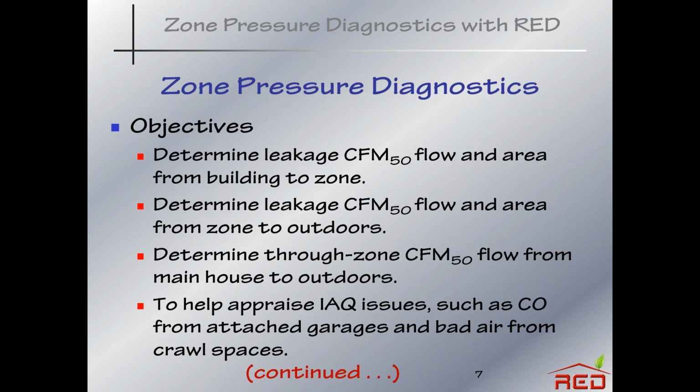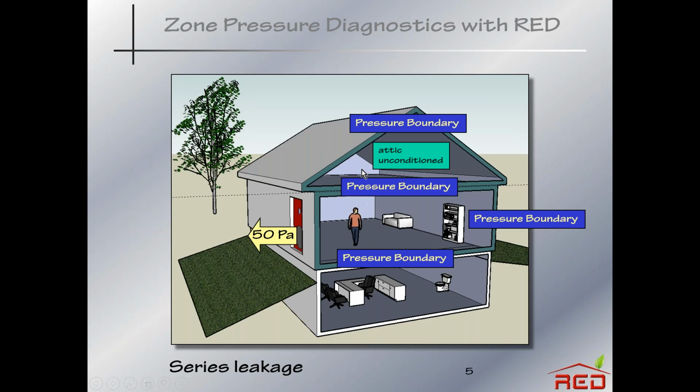Now, what are the objectives of ZPD? Well, there are many. First of all, we can determine the leakage in CFM50 flow rate, just like you do with a blower door. You end up with a blower door value, CFM50 value, when you do a whole house blower door test. Well, we can determine the CFM50 flow, I'm going to go back here, through just this pressure boundary, for example. That can be very useful because if we know the CFM50 flow, if we divide that by 10, it gives us the approximate leakage in square inches. So we can do a ZPD test before and after air sealing and get a pretty good idea of how many square inches of bypasses we have plugged.